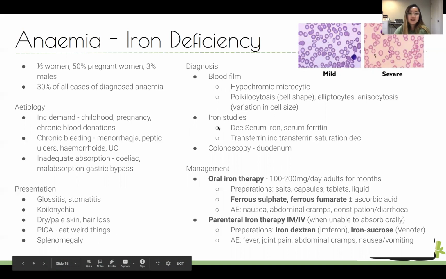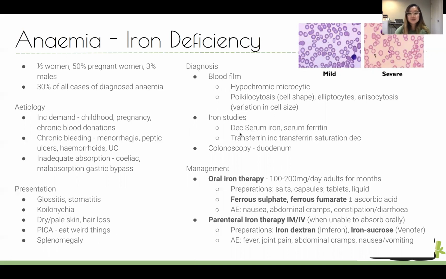Diagnosis, I'd say do iron studies first, of course. You'll see decreased serum iron and serum ferritin, and usually doctors will just look at the ferritin because that's indicative of all your iron stores in your body. And then transferrin will increase while transferrin saturation will decrease.